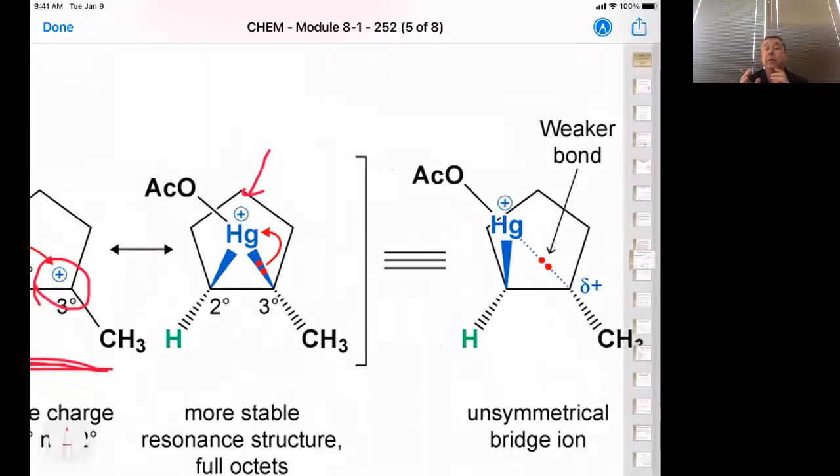That's why we get, number one, the anti-addition, because mercury is taking up the top of the molecule, and we have the nucleophile coming in attacking anti to the mercury, but at the more substituted carbon because those two bonds are not equal. There's more of a positive charge on the more substituted carbon, making it a better target for the nucleophile. So that's why we have the regioselective chemistry as well. The anti-addition and more substituted carbon.